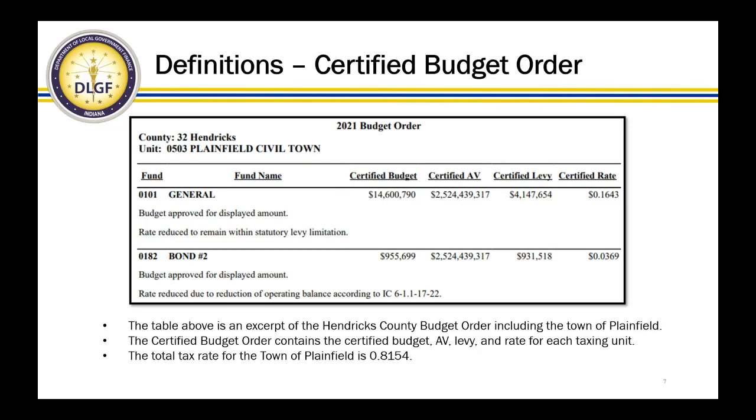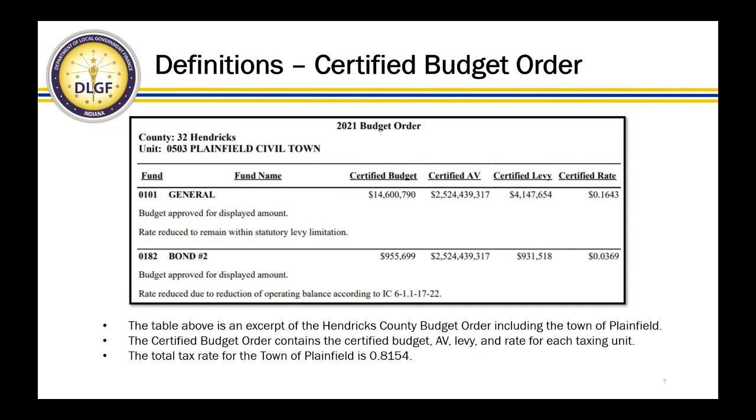So in order to generate $4.1 million against a $2.5 billion tax base, what we know is that the taxing unit will have to charge 16.1643 cents per $100 of assessed valuation to generate that property tax levy. So those are the four key pieces of the budget order. And we're going to see how this will play out over the next few slides.